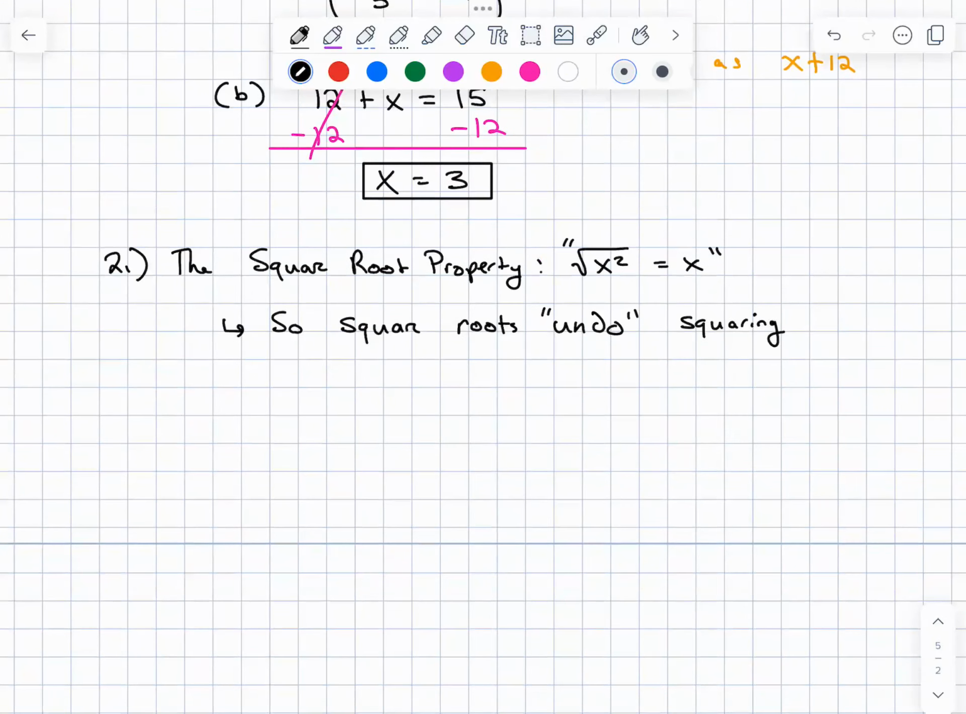Wait, can't you just do absolute value and then you can? Yes and no. I'll show you with an example.